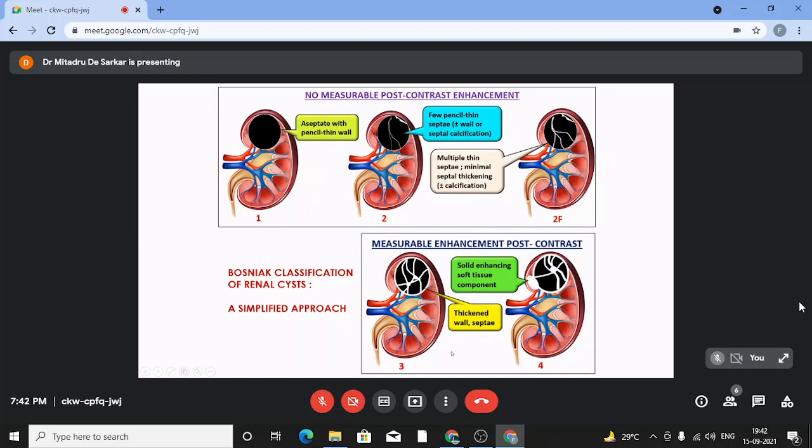By the time the lesion has gone into the measurable enhancement stage after administration of contrast, you have very thickened septae, which is the category 3. And once you have a solid expansile mass sitting in the soft tissue separate from the wall of the cyst, this is the category 4. Obviously, category 3 and category 4 are the ones that you need to be worried about.